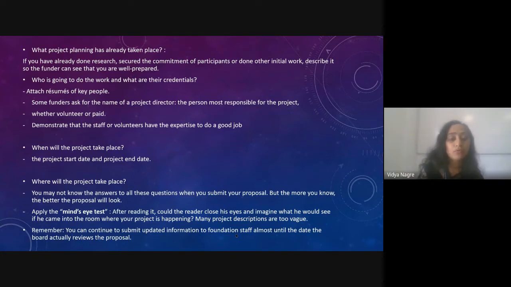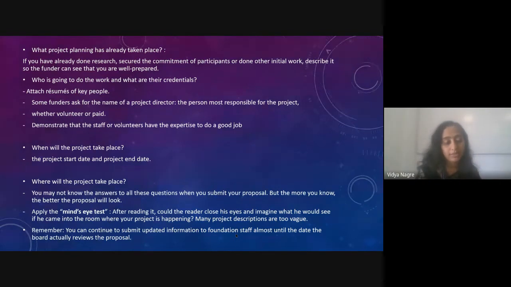Demonstrate that the staff or volunteers have the expertise to do a good job. You have to make sure that you employ such people who are suitable to that profile only. Only then will the funder understand that this project will be successful. When will the project take place? So you have to talk about tentative start date and end date, because that will give a sense of the timeline.